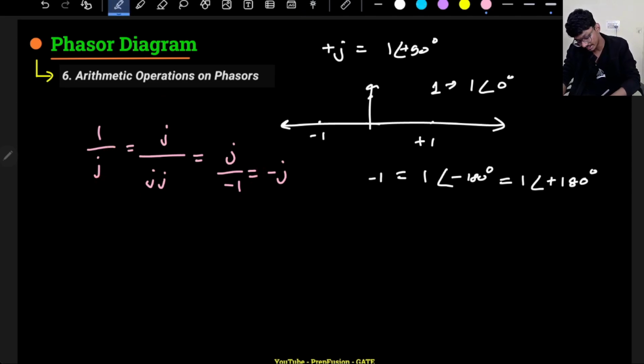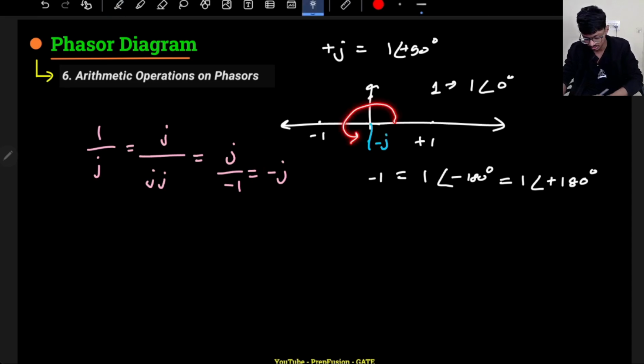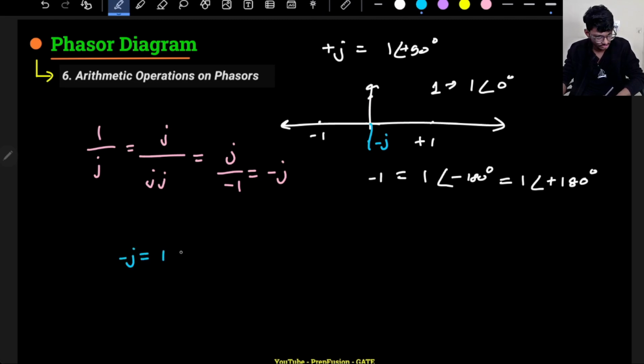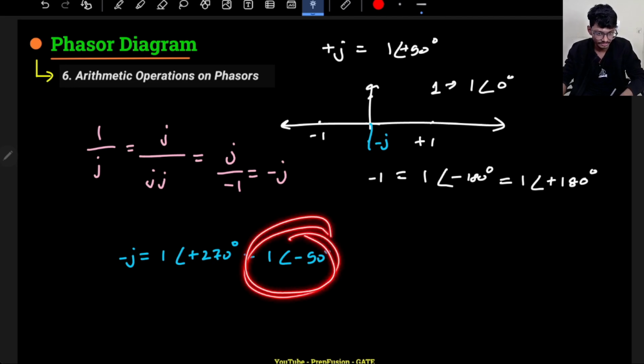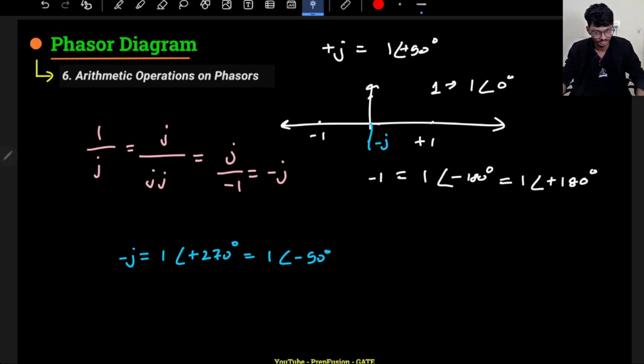So how do you represent minus j? Minus j will be somewhere here, correct? So either I am moving plus 270 degrees in the anti-clockwise direction. So minus j can be represented with magnitude still 1 and either plus 270 degrees, or I can directly say 1 angle minus 90. I am moving 90 degrees in the clockwise direction. Generally we represent this one for our own convenience. Nothing is fixed. Both are absolutely correct. Okay, so I hope you have understood.